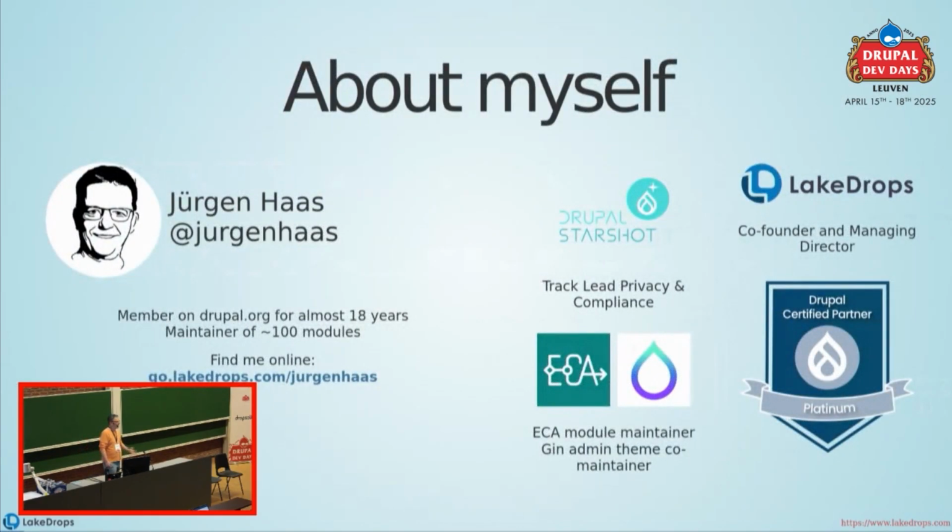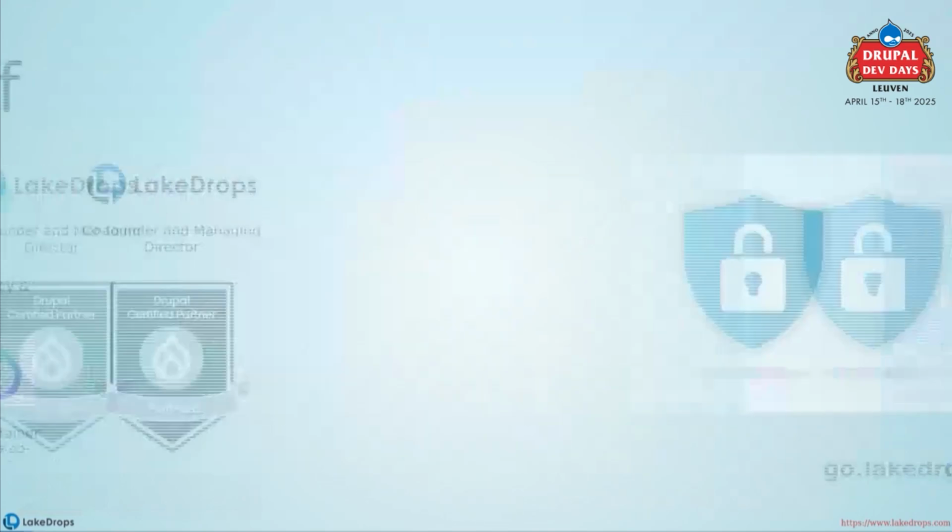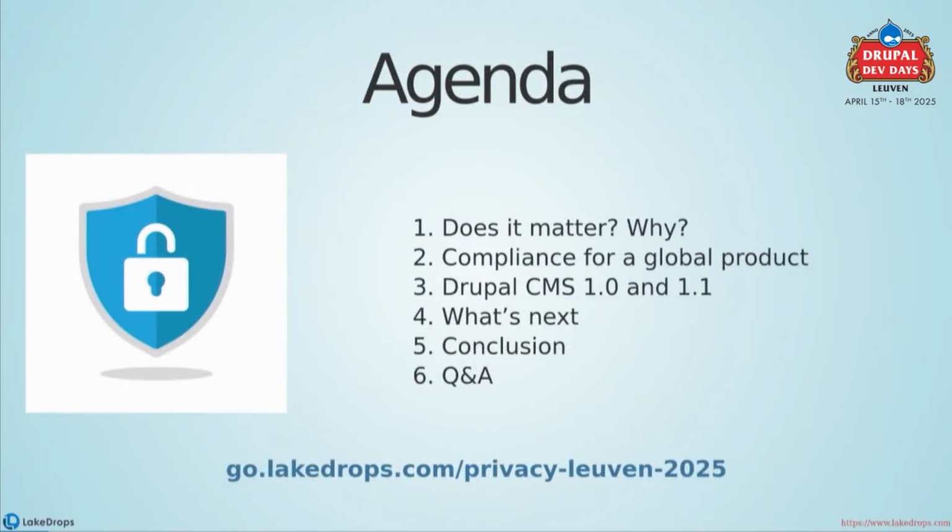So a few words about myself. My name is Jurgenhaas. I'm based in south of Germany, co-founder of Lake Drops, one of the Drupal agencies. And I'm known as the maintainer of the ECA module. Lawrence is talking about it this afternoon. I can only recommend going to that one. And just recently, I also joined Sascha Eckenberger in maintaining the Gin admin theme, so you can imagine that times are pretty busy.